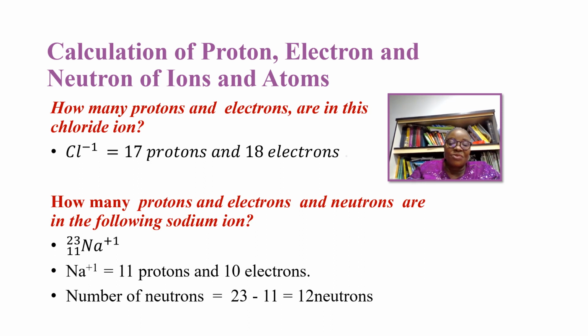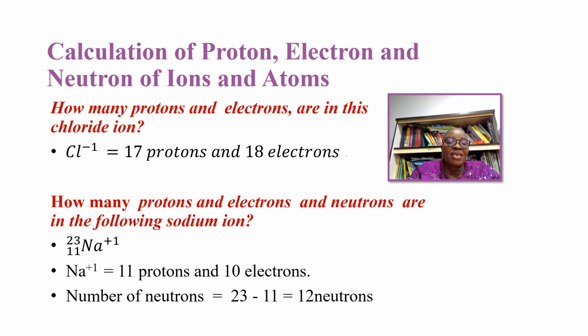Look at this question we have here. How many protons and electrons are in this chloride ion? This is a chloride ion, Cl, and there is a negative sign of -1, which tells us that this ion borrowed from somebody and it gained an electron. It has an electron that it borrowed.